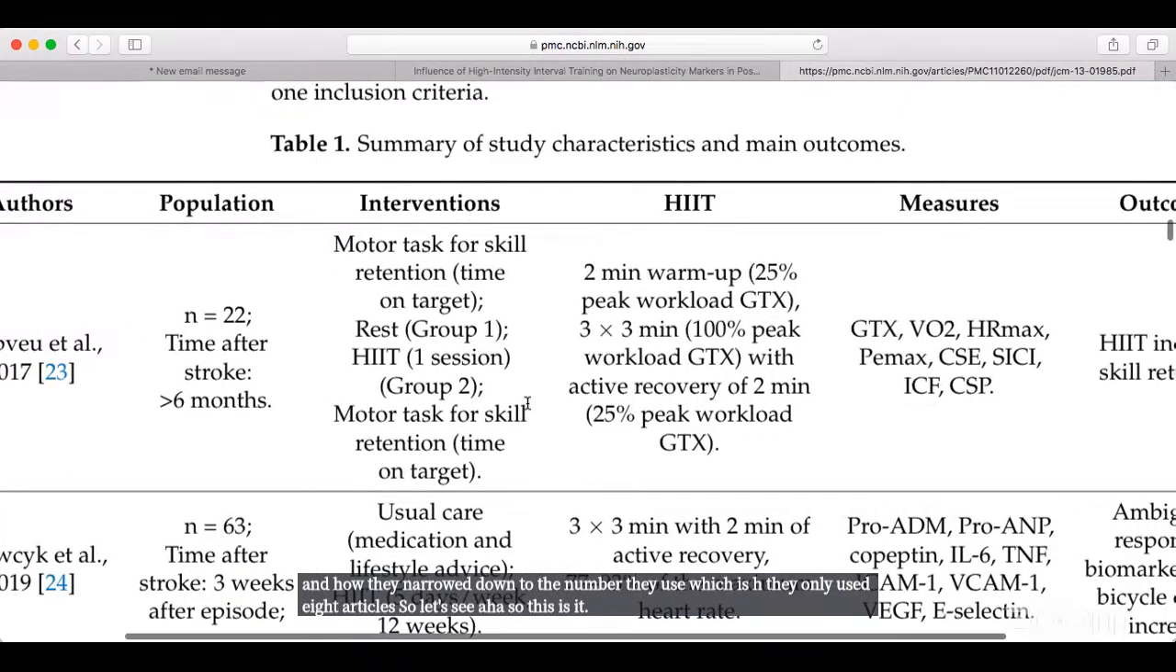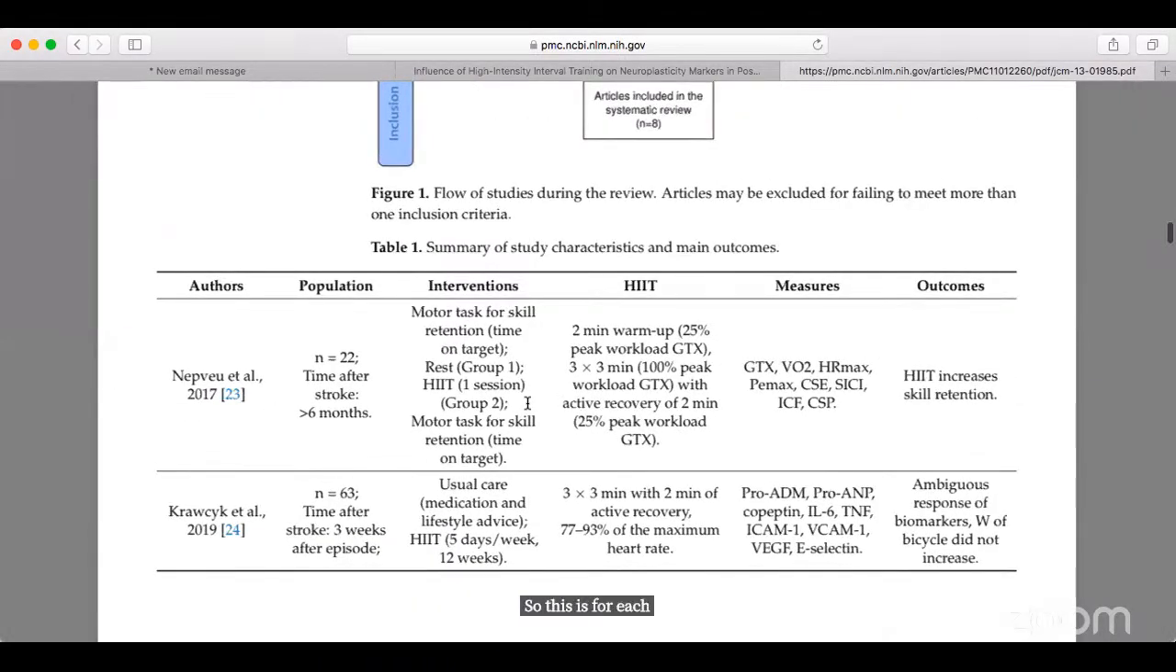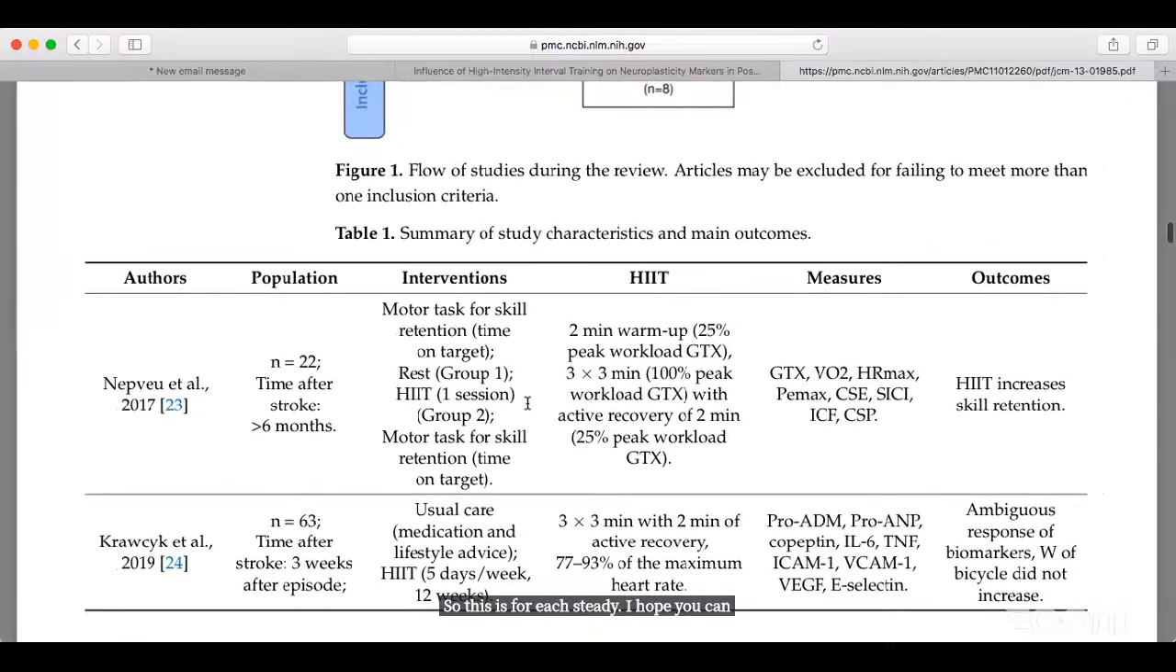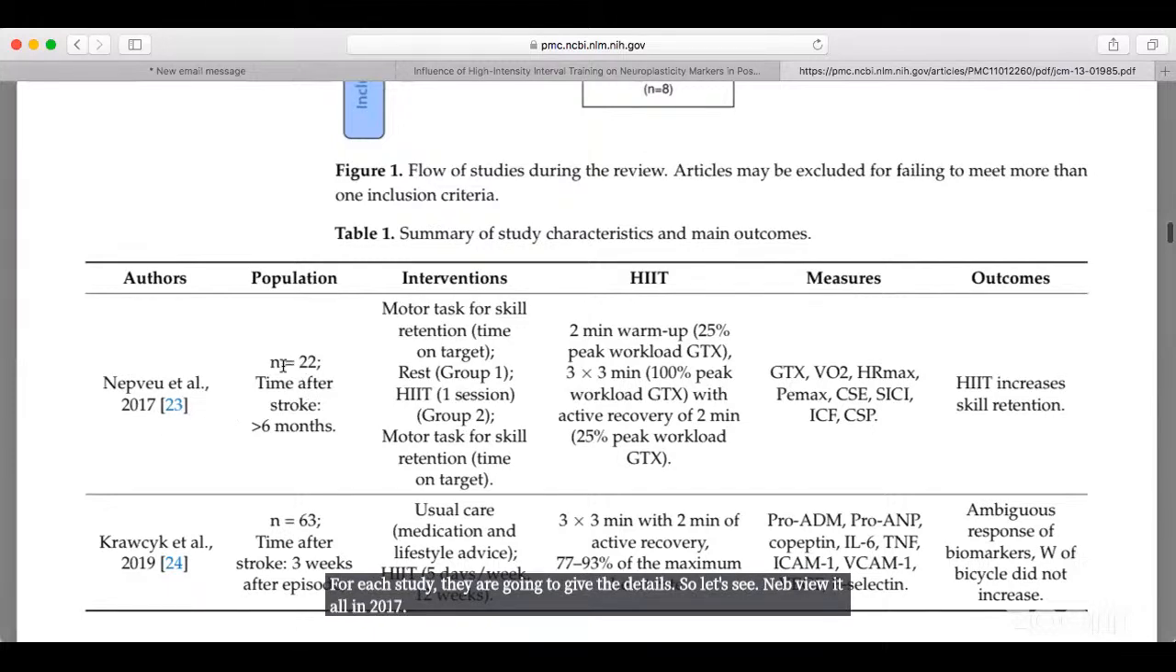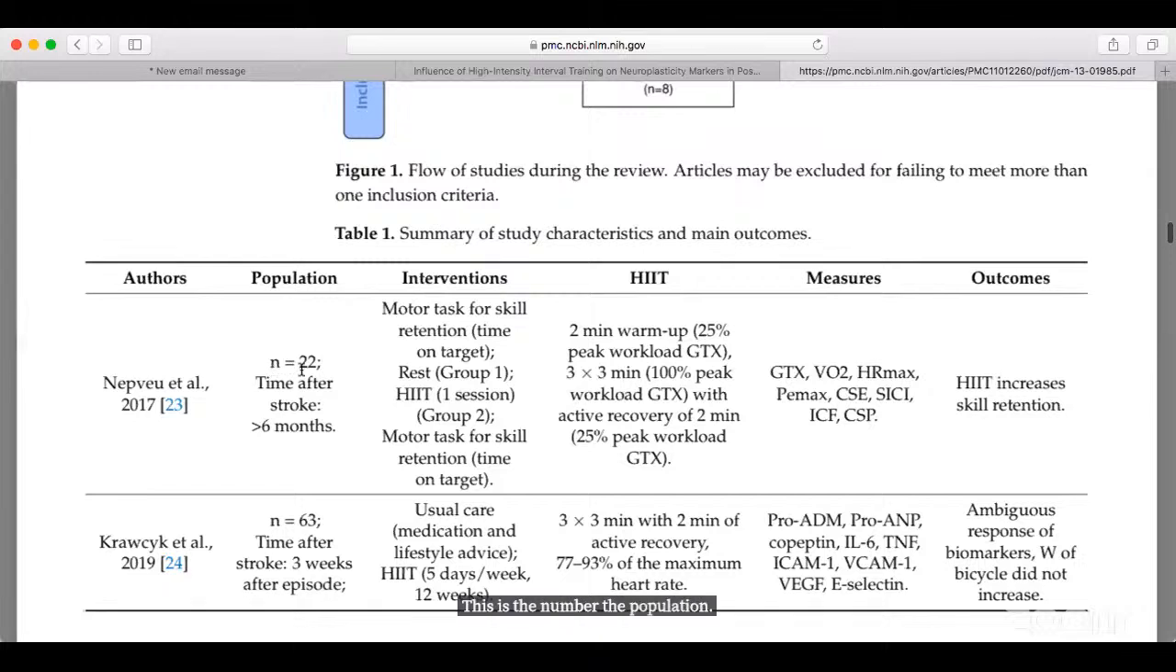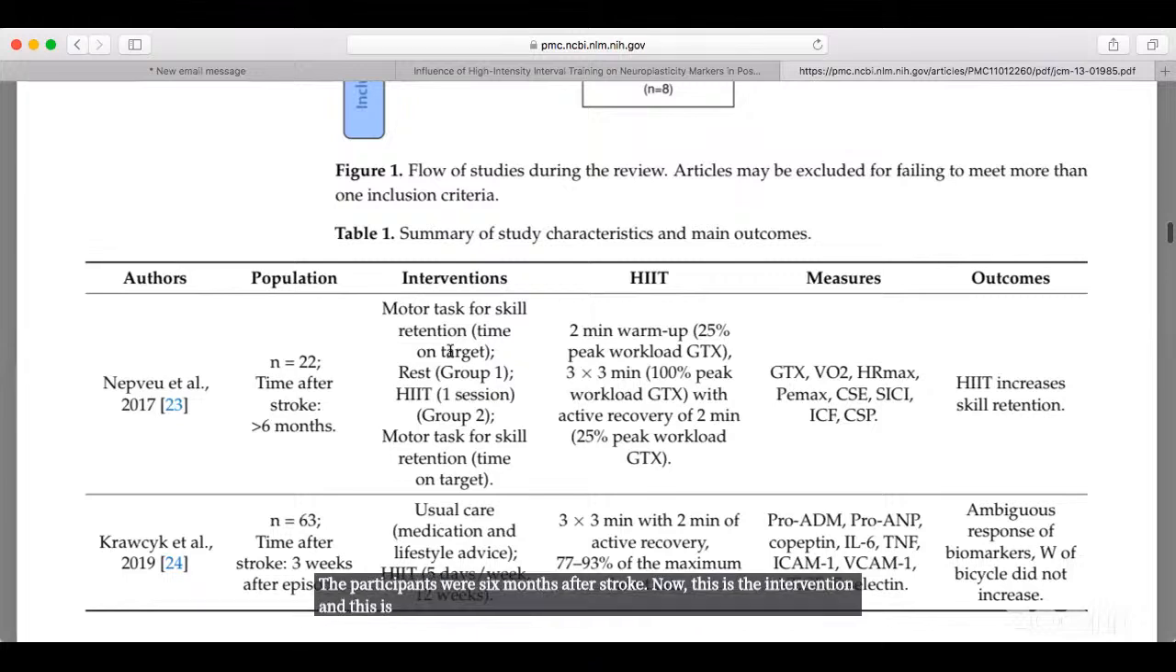So this is for each study. I hope you can see this table. For each study, they are going to give the details. So let's see, Nepview et al. in 2017. This is the population: 22 participants they used. The participants were 6 months after stroke. Now, this is the intervention, and this is exactly what I'm looking for.